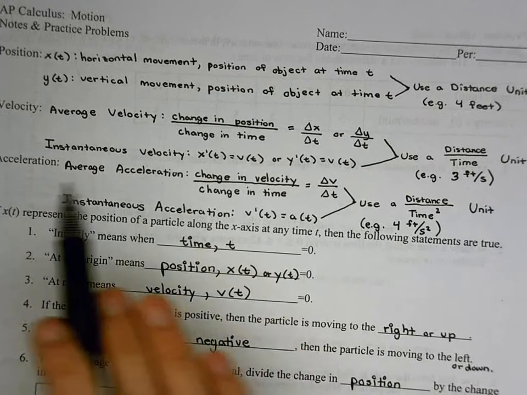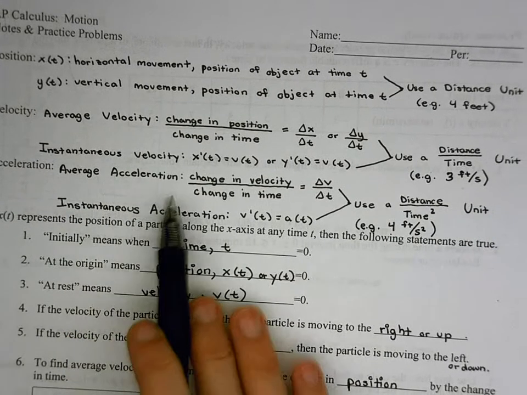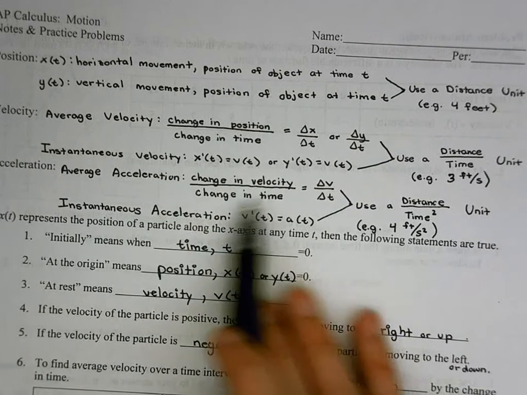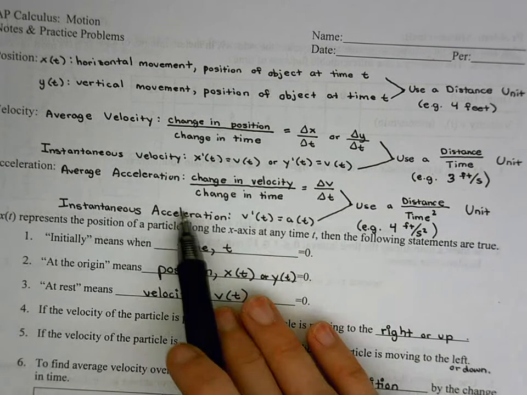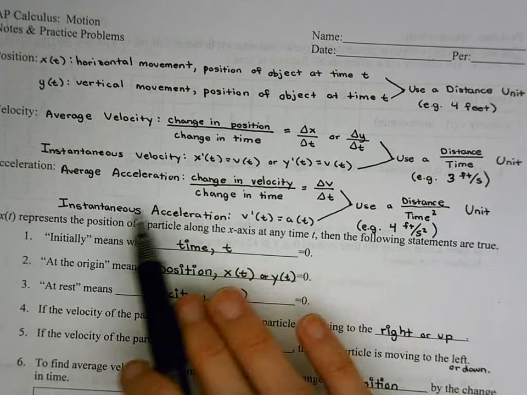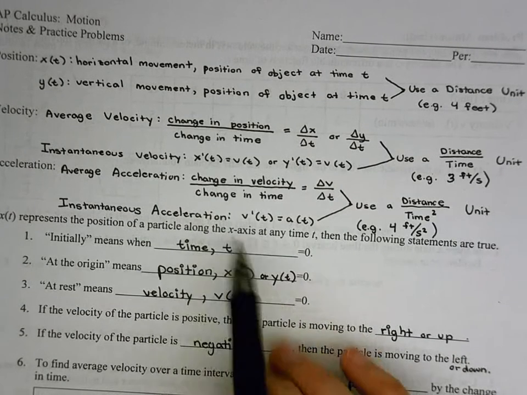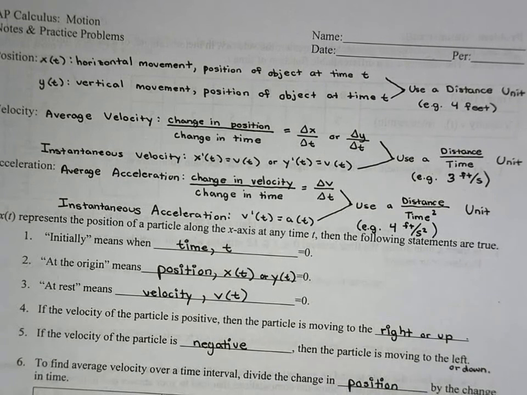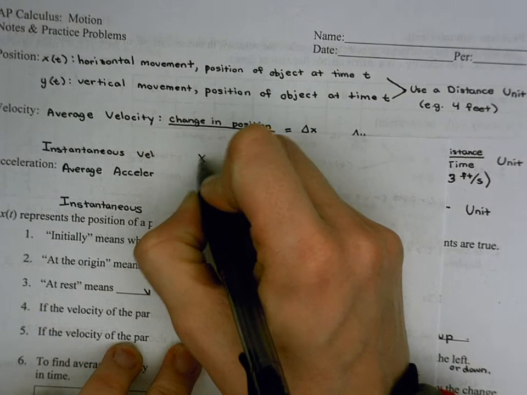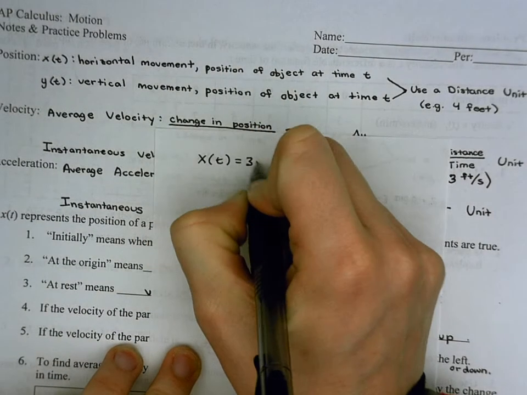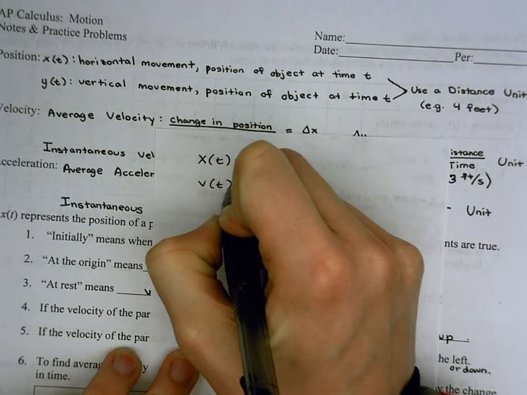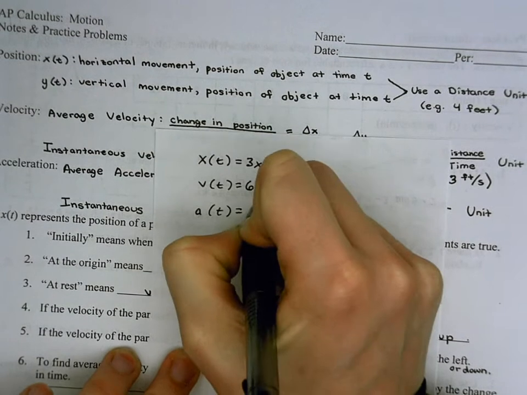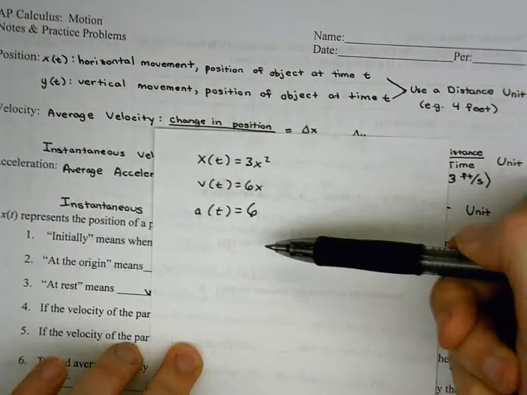Acceleration then. Acceleration, same as velocity, has average and instantaneous. Average is the change in velocity over change in time, which is, again, slope. And the reason, as we see here in instantaneous acceleration, is that acceleration is the derivative of velocity. And so if our position function was that 3x squared, our velocity would then be 6x, which would make our acceleration the derivative of velocity, which is 6. And that's how they're related there.